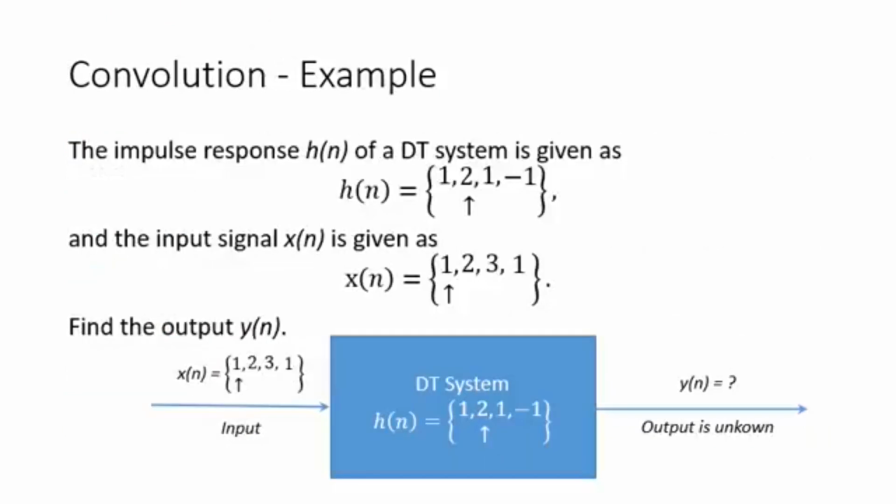Okay, so what we are going to do here is take an example. We have an impulse response h[n] as 1, 2, 1, -1, with the origin at 2, and we have the input signal x[n] as 1, 2, 3, 1, and the origin is here. We have to find the output y[n]. This is the block diagram of the situation: the signal x[n] is here, and the system is defined by the impulse response as this. So the system is defined by the impulse response, and we have to convolve the input with the impulse response to get y[n].